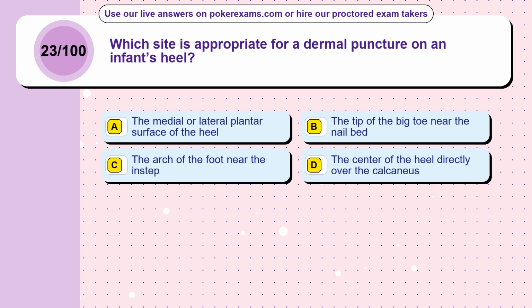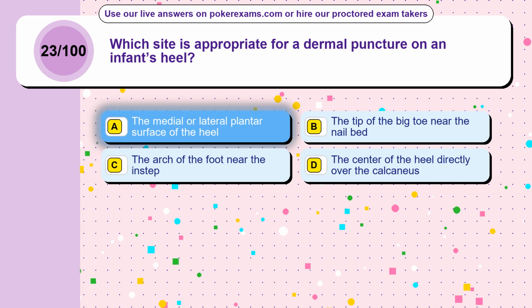Question 23. Which site is appropriate for a dermal puncture on an infant's heel? Option A. The medial or lateral plantar surface of the heel. Option B. The tip of the big toe near the nail bed. Option C. The arch of the foot near the instep. Option D. The center of the heel directly over the calcaneus.